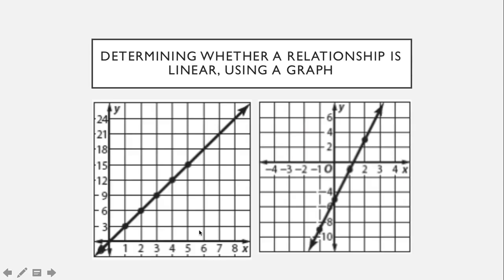Determining whether a relationship is linear using a graph. Looking at graphs is pretty straightforward for determining linear relationships. We said that the graph has to have a constant rate of change and a straight line. So if we look at both of these graphs, they have perfectly straight lines. It's easy to see here that they represent linear relationships. Now, if you're ever plotting out a line and it doesn't make a perfect line, then it is not a linear relationship.